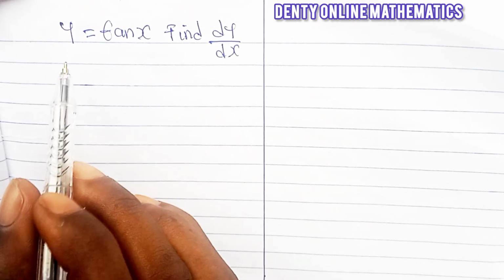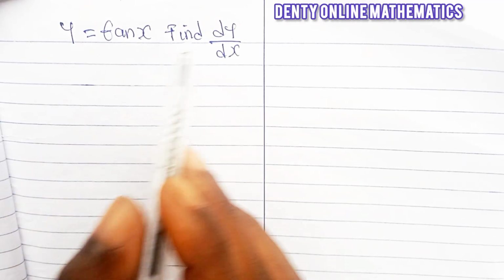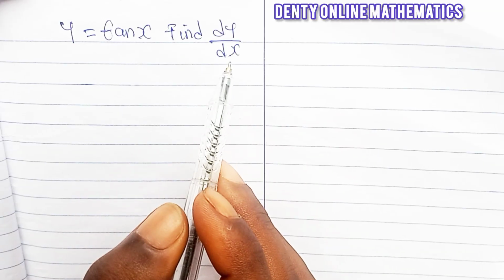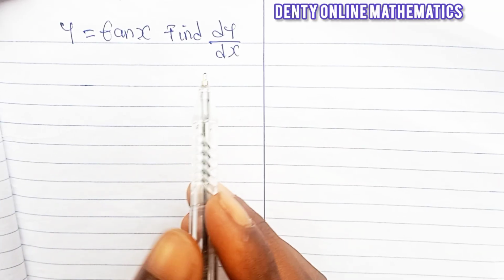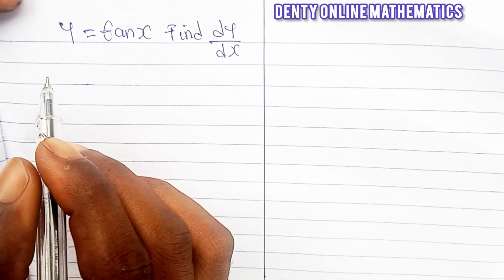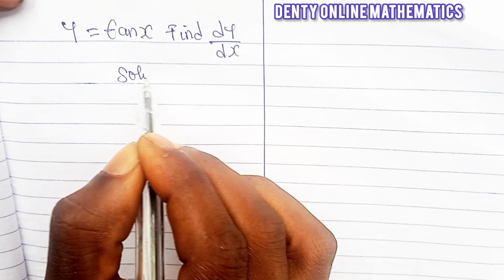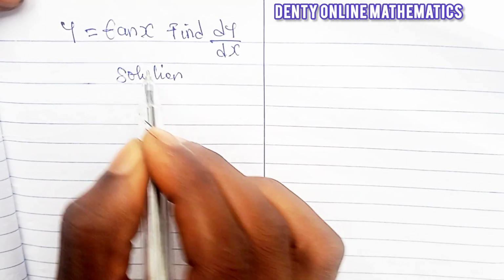Let's look at what we have here. We have that y equals tan x, and we're asked to find dy over dx. How are we going to do this? It's very simple. Now, this is the solution to this problem.